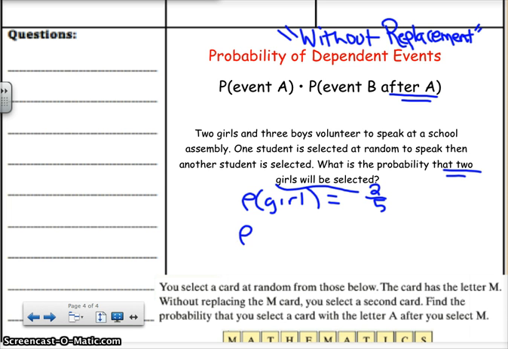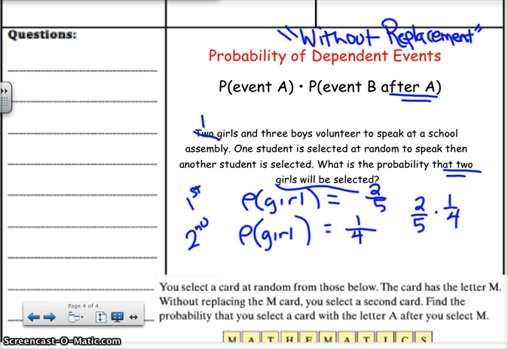The probability that you pick a girl the second time: this is first, second, and now I only have 1 girl left, right? I already picked a girl. So now I have 1 girl, 3 boys, 4 total people. Then you multiply them at the end. 2/5 times 1/4, which is 1/10.